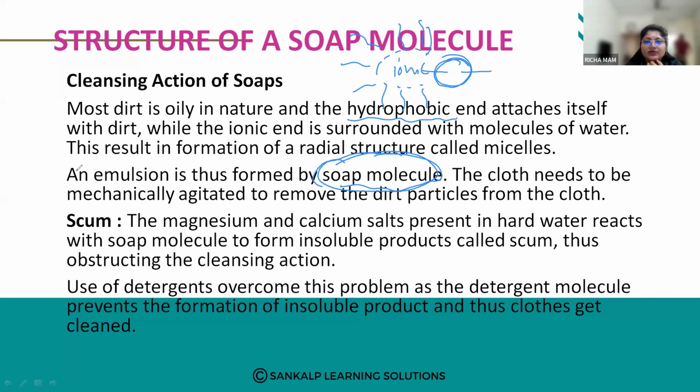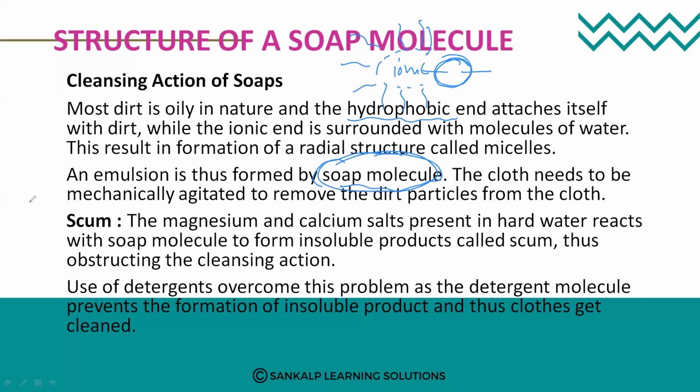Remember that a soap has two ends: one is the hydrophobic end, another is the hydrophilic end. Hydrophobic will get attached to the dirt, and hydrophilic will be surrounded by the water molecules. Then this emulsion is produced by the soap molecule, and the cloth is agitated so that it removes the dirt particles from the cloth.